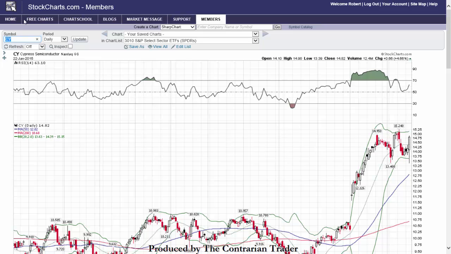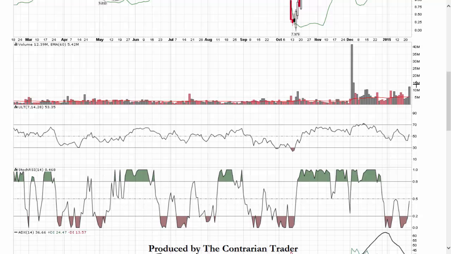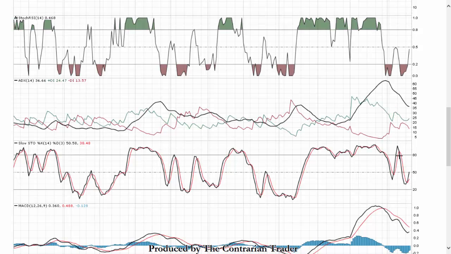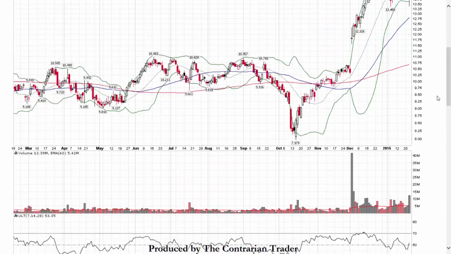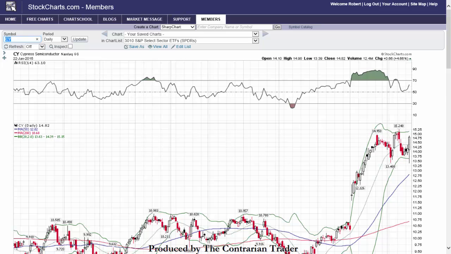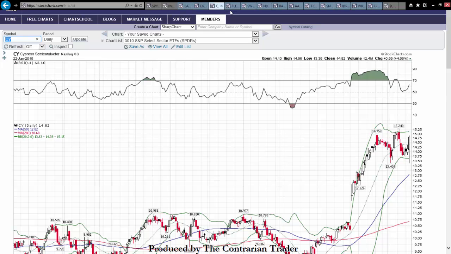Great volume. Volume has been rising sequentially to the upside, bullish, double bottom setup on the slow stochastics. You just might get a rollover here, but if you do, you have to buy on this double bottom setup if we get a rollover on the slow stochastics. I'm quite bullish on the chart. I would be a buyer, and I may just be a buyer of Cypress.